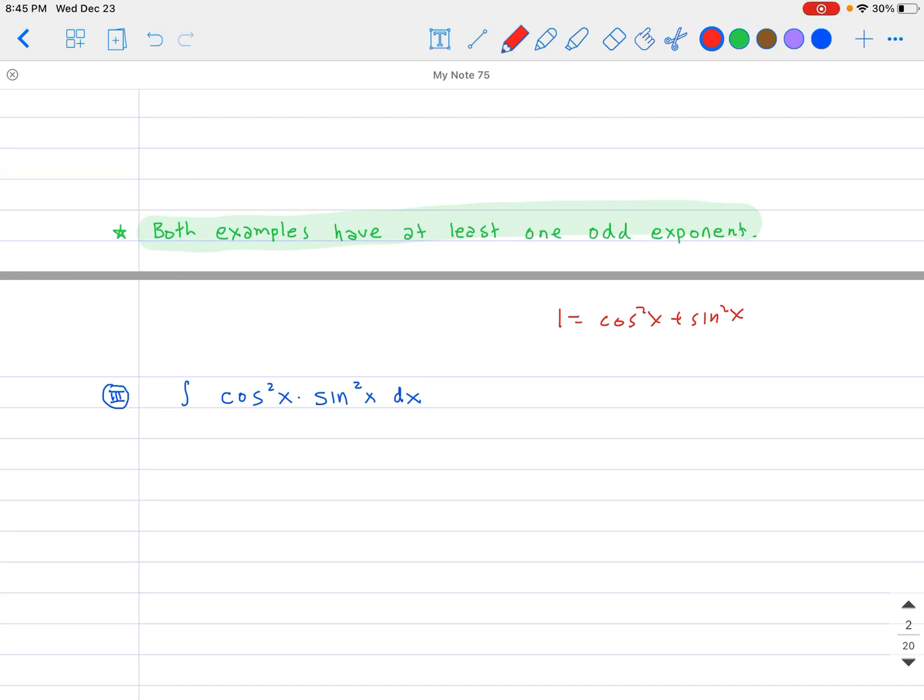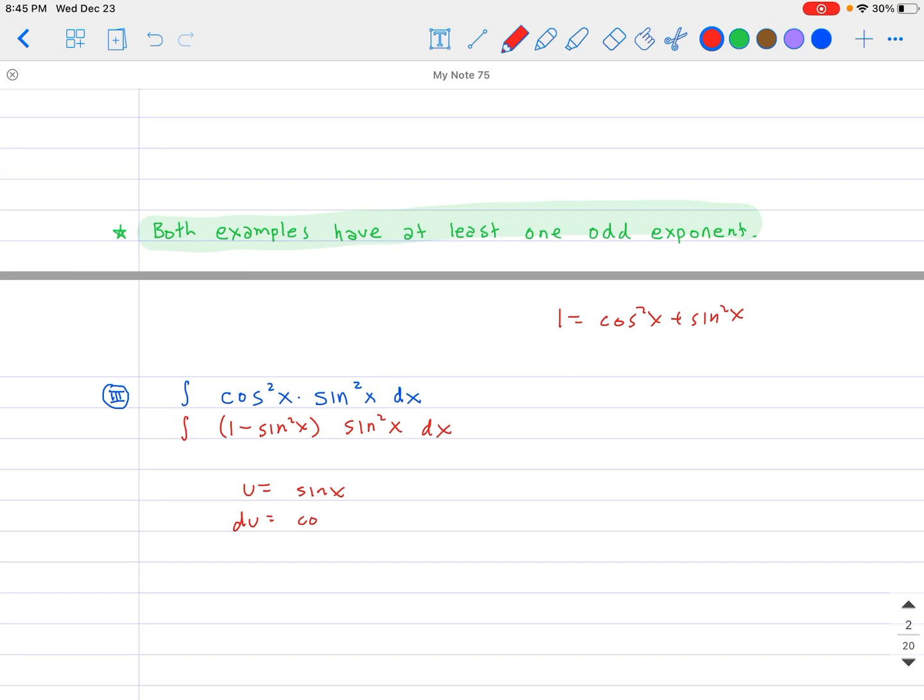Unfortunately, I don't think it's going to work out too well in this case because look what happens. The cosine, let's go ahead and change that to, say, 1 minus sine squared of x. And then we have sine squared of x dx. Now, if you're thinking u is equal to sine of x, that's fine.